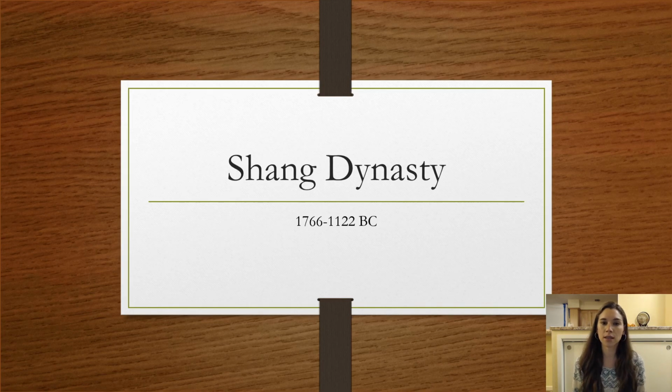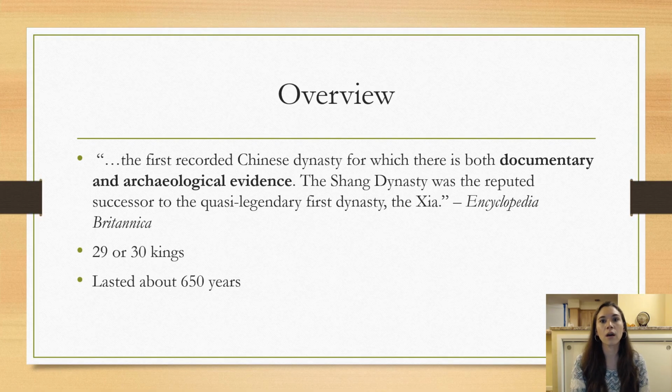So the Shang Dynasty lasted from 1766 to 1122 BC. And this is where we move from prehistory to history, because like you read, this is where we have the invention of writing. So the Encyclopedia Britannica gives us a definition of the Shang Dynasty. They say the Shang Dynasty is the first recorded Chinese dynasty for which there is documentary and archaeological evidence. The Shang Dynasty was the reputed successor to the quasi-legendary first dynasty, the Xia.